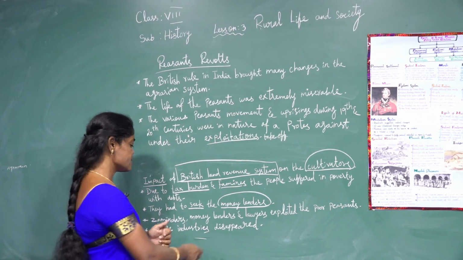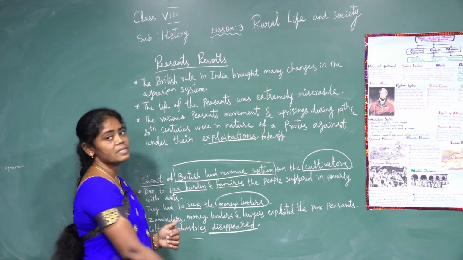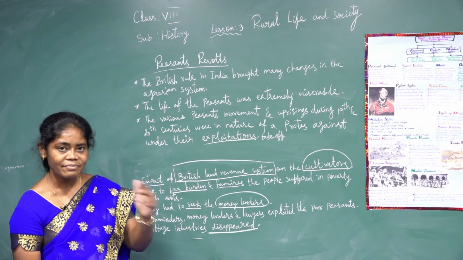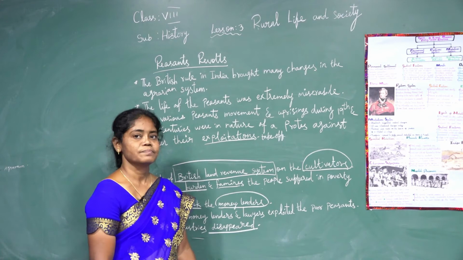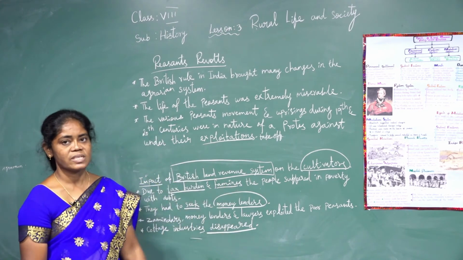Next we can see that industries disappeared. These are the effects of the British land revenue system. These are the defects we have seen.